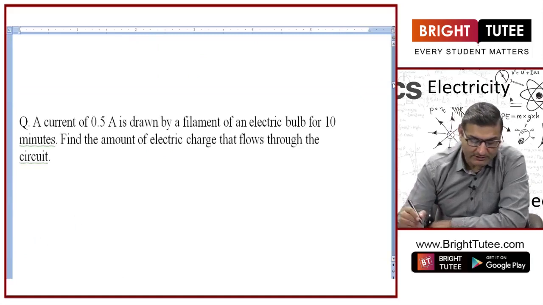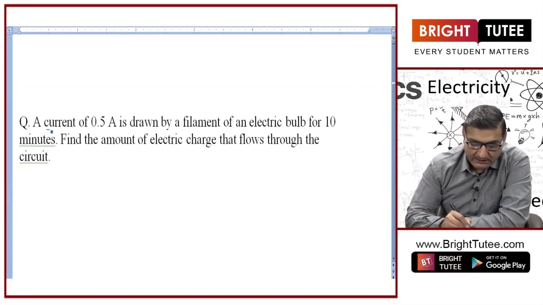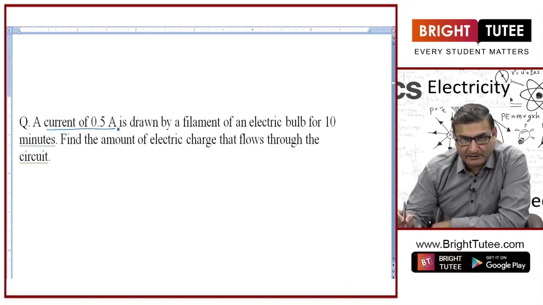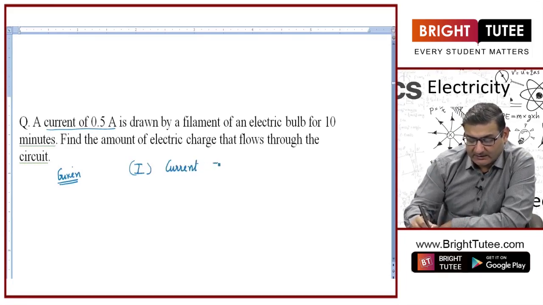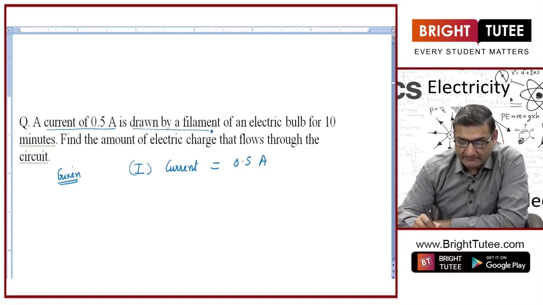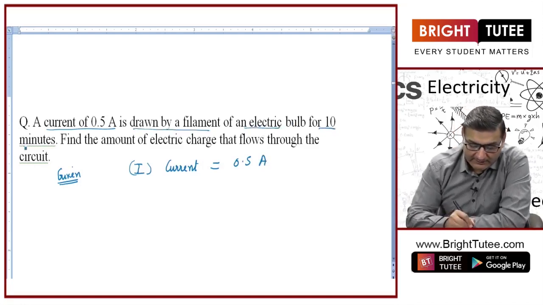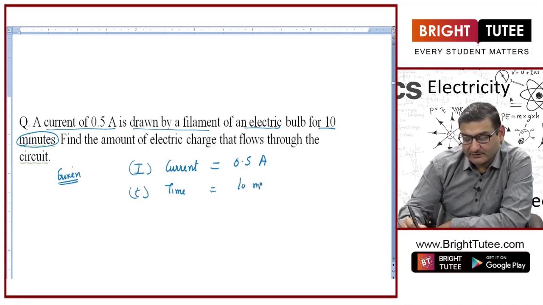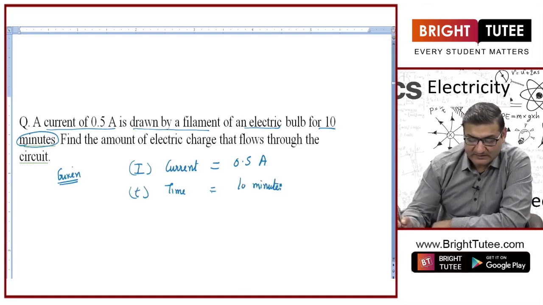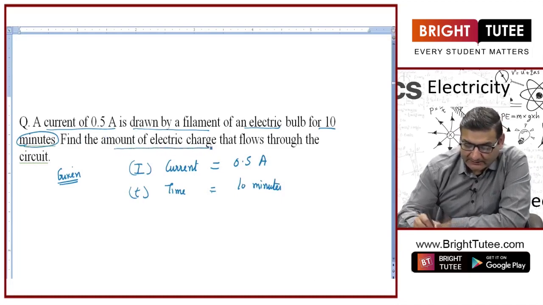Alright. In this question, the examiner is asking about a current of 0.5 amperes. What exactly is given to us? Given is current, I. Current is given to be 0.5 amperes, drawn by a filament of an electric bulb for 10 minutes. Time is given to be 10 minutes, right? Find the amount of electric charge.